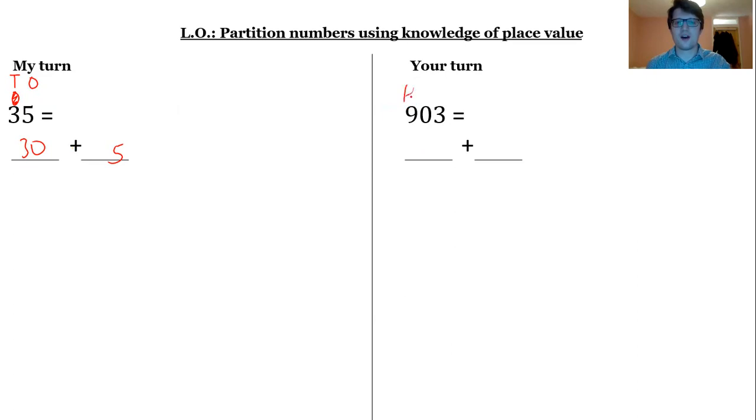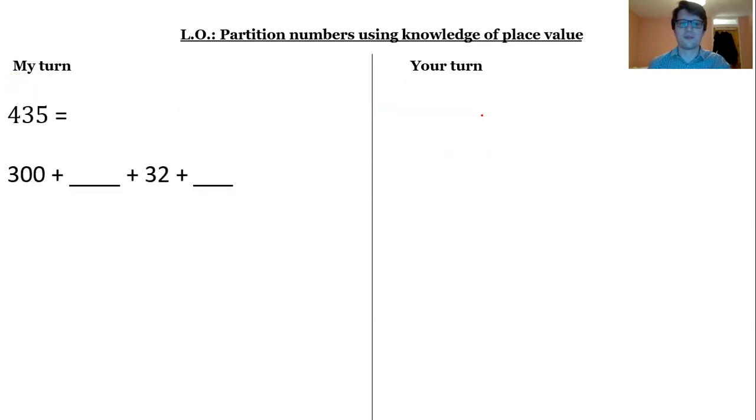Great, let's have a look. Well, we've got our hundreds, tens and ones. So we've got 900, but we've got no tens, so we don't need to write anything there. We can just do 3. 900 add 3 is 903.